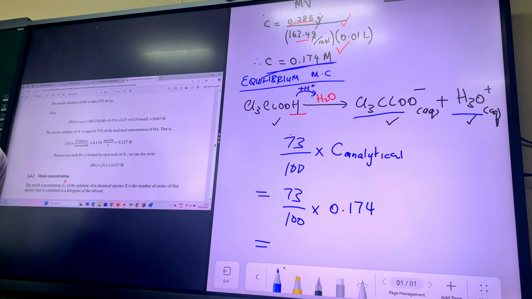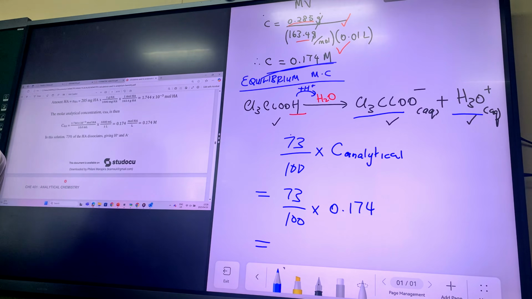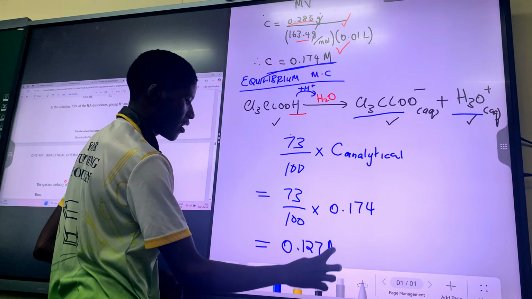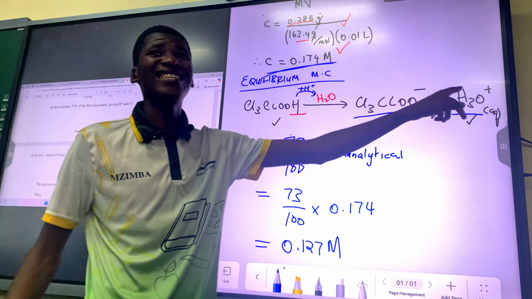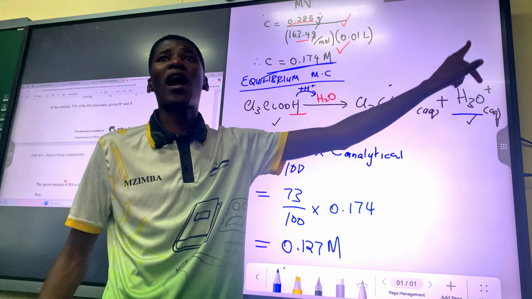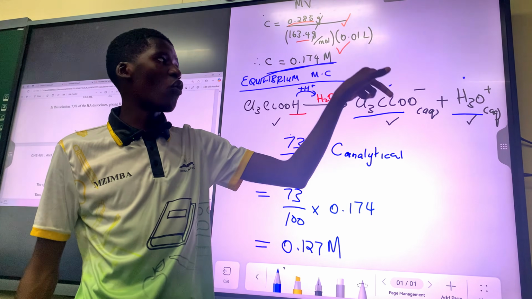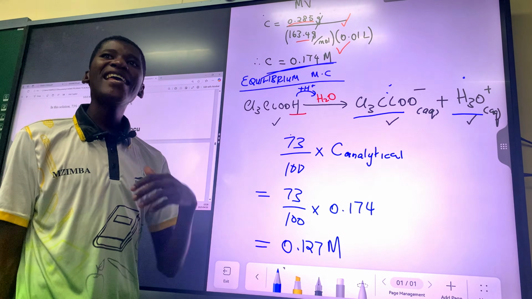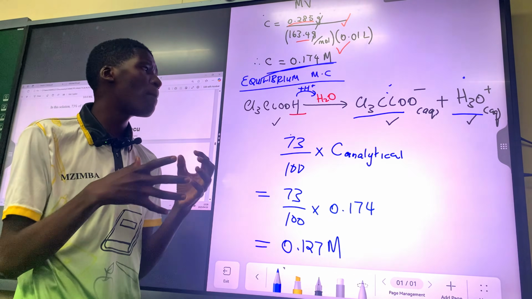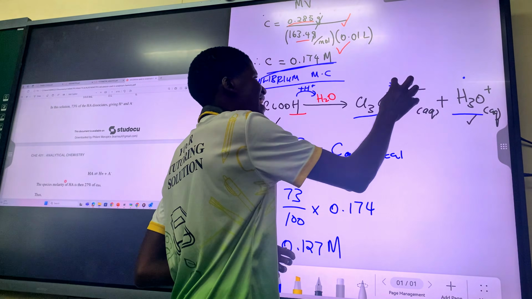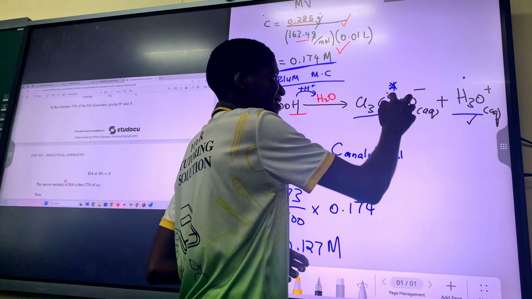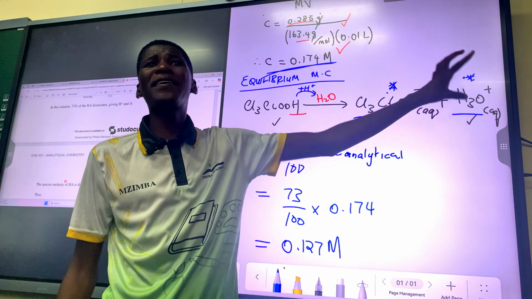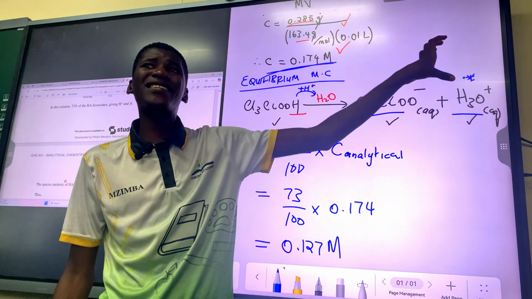Which will give us 0.127. So it means we have got 0.127 molar of this and this, the analytical concentration of all your products, because the idea is that 73% of it ionized. It ionizes, it separates to make which products? To make Cl3CCOO minus as well as H3O plus. So these are the 73% that is ionized. That is the 73% that has separated.